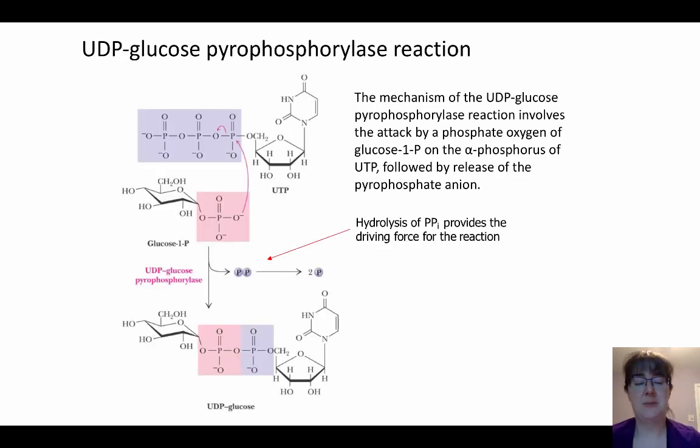To get this mechanism started, the oxygen on glucose 1-phosphate is going to attack the alpha phosphorus, or the phosphorus closest to the ribose ring of UTP. So you're going to get hydrolysis of pyrophosphate, essentially, which will then go to 2 inorganic phosphates, which is the driving force for this reaction.